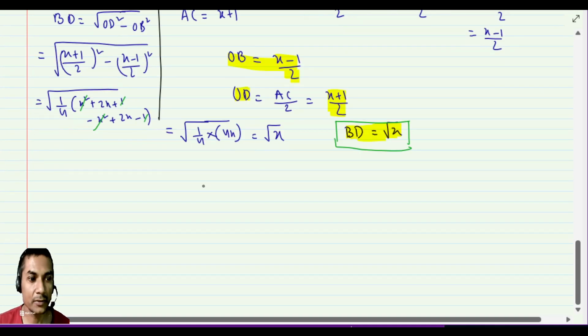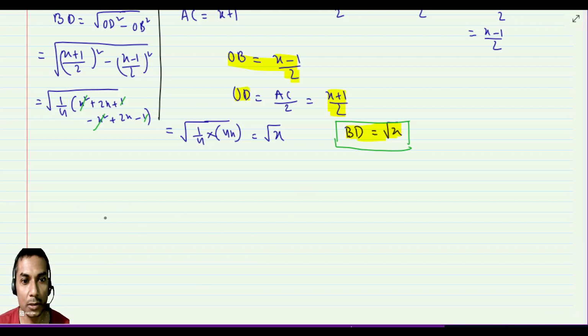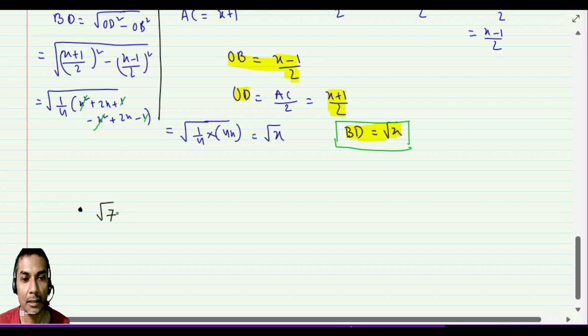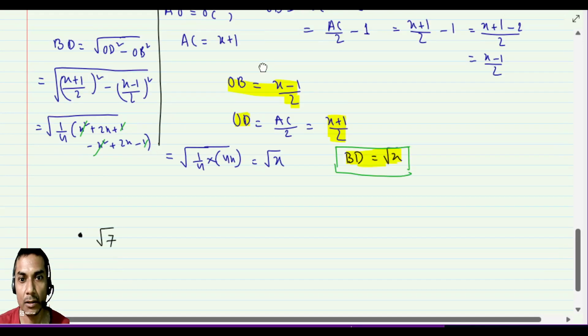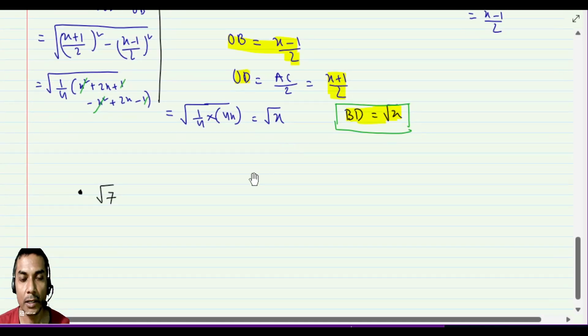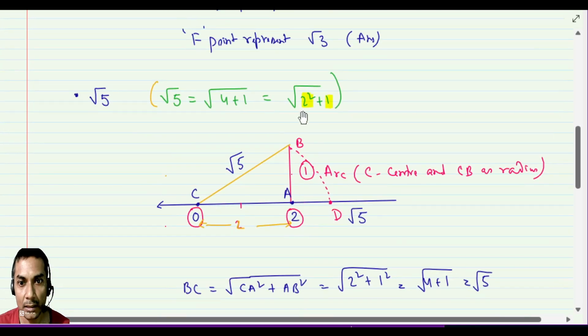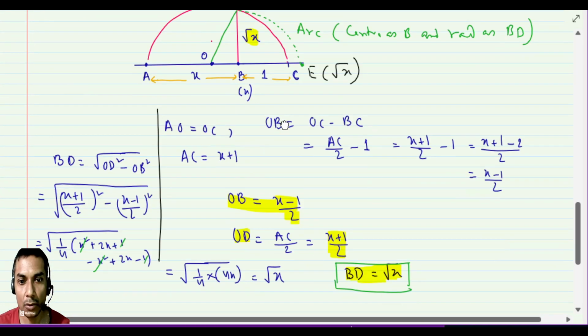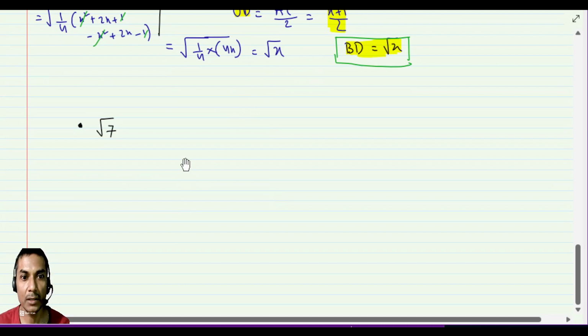So this way you can find any root value of a real number very easily. How? It is very easy. For example, suppose it is root 7. Root 7 is an irrational number. We cannot find it from this earlier method, because we cannot represent it as a sum of some square plus 1 like this. So we have to apply this third method.